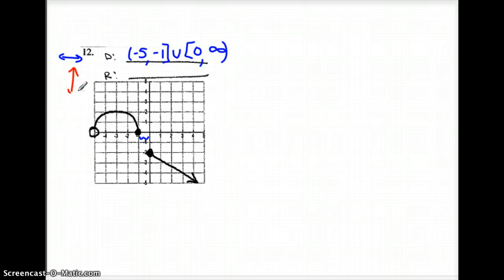So the range goes up and down. Because of this arrow shooting down here, I'm coming from the negative y's, coming up along that line, and I stop at -2. So for the y values, it's -infinity to -2. And then, oops, I needed a bracket there, because -2 had a closed dot.